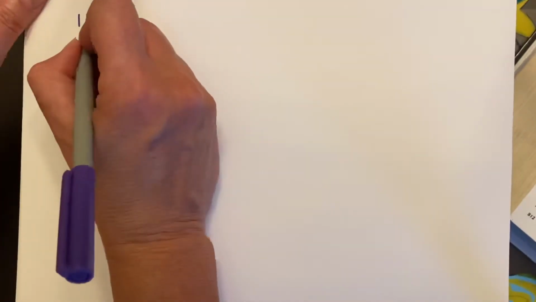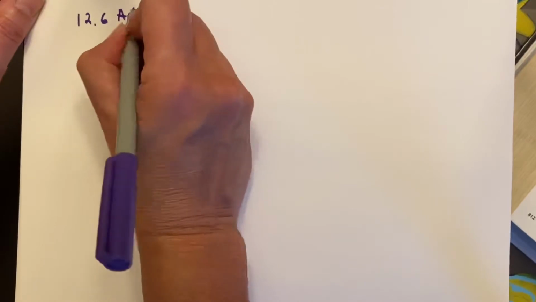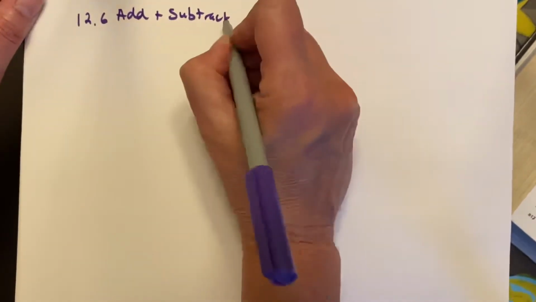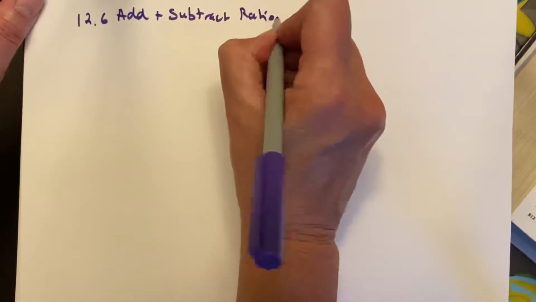Good morning. So we've done multiplication and division of rational expressions. So the next natural thing to do is adding and subtracting them. So add and subtract rational expressions.